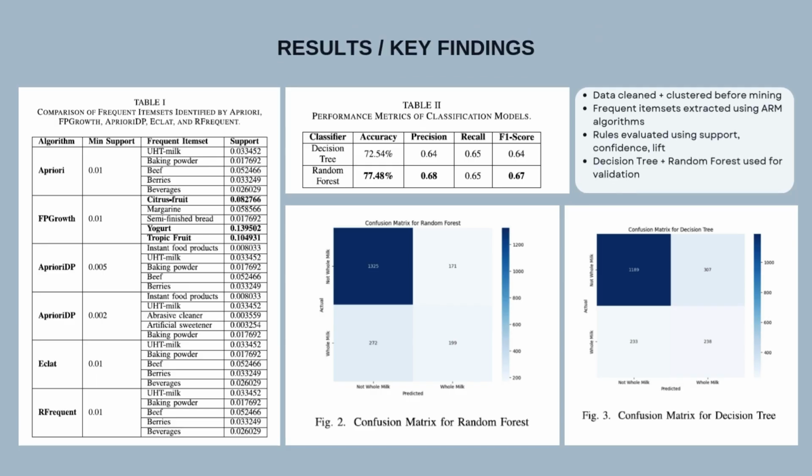From the results, FP-growth performed the best. It was faster and produced high quality item sets. The high lift rule clearly shows strong cross product relationships, the kind of insights companies use for cross selling. And when these rule based features were tested in predictive models, random forest gave the highest accuracy. So overall, the patterns they found matched real customer behavior pretty well.